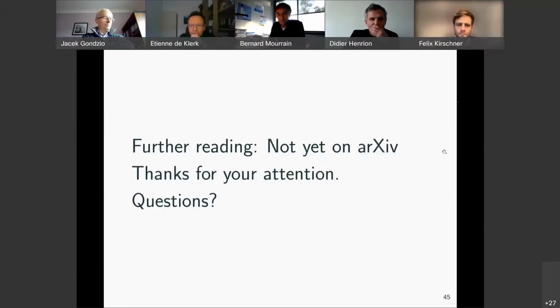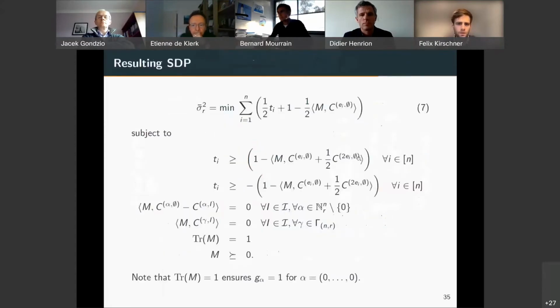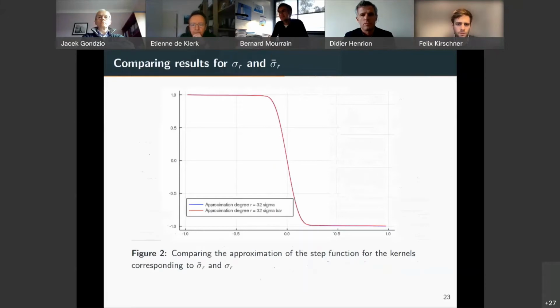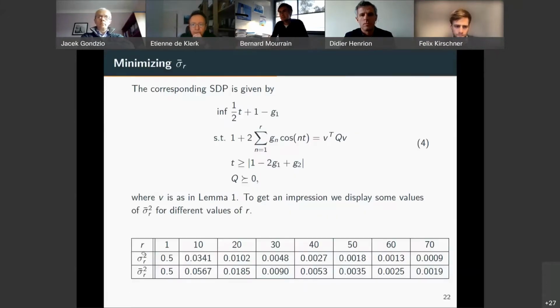I have a question about the kernels that you find in the univariate case. Are they close to the Jackson kernel? Are they related? Give me a second, I can go to that slide. Here at some point I compared the values that we get. These are the values of the Jackson kernel, so this is exactly what you get with the Jackson kernel. This is basically 1 minus G1, and this is what we get with the other kernel.